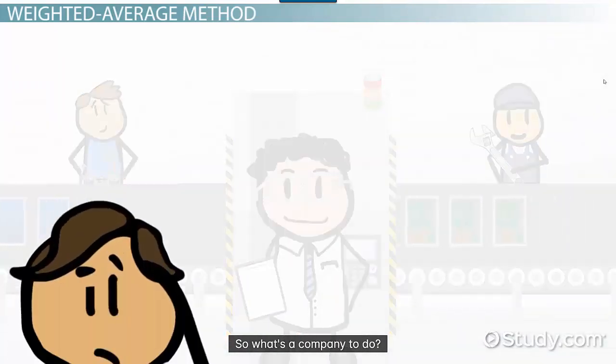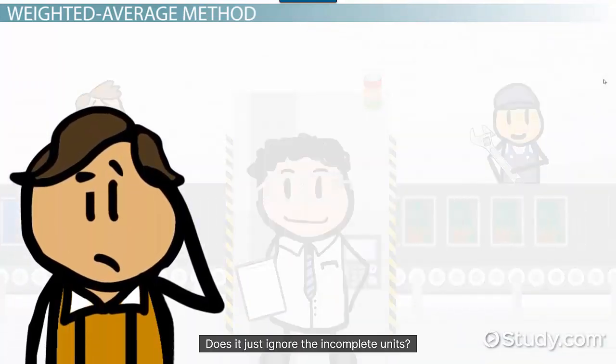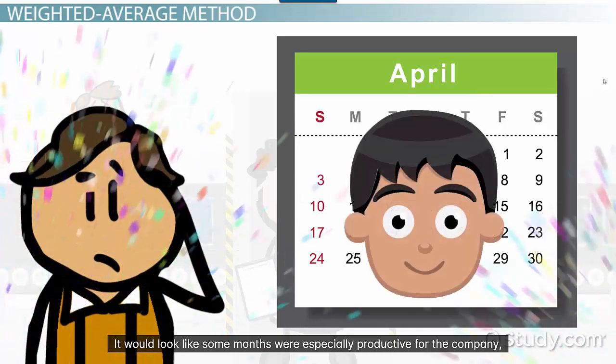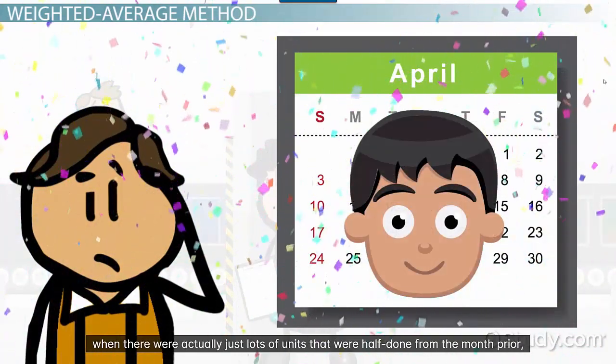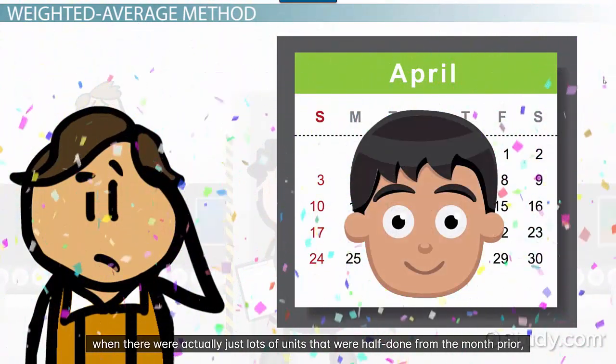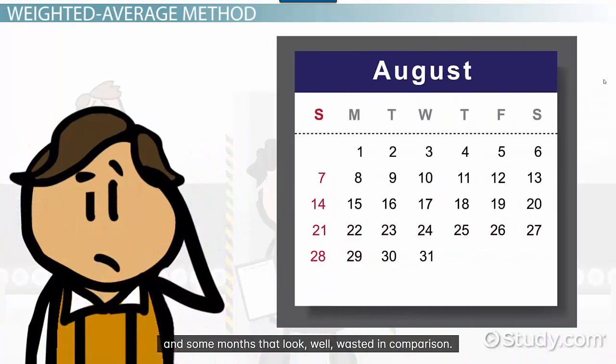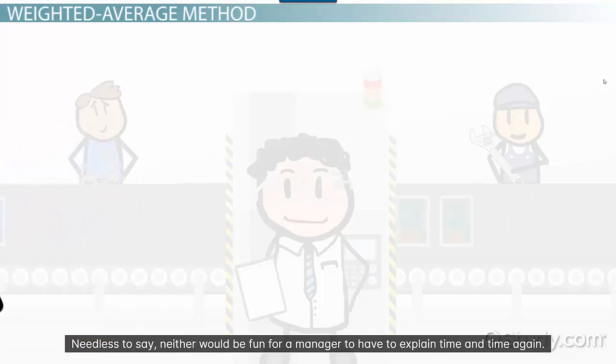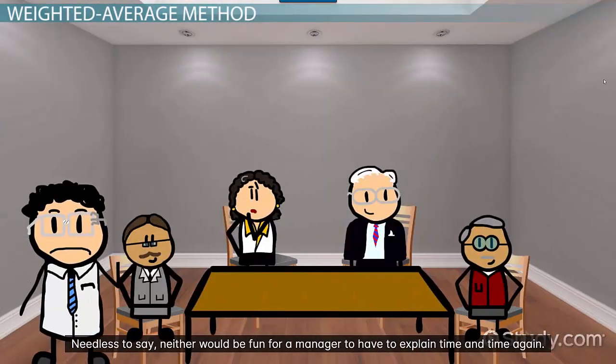So what is a company to do? Does it just ignore the incomplete units? In that case, there would be a problem. It would look like some months were especially productive for the company when there were actually just lots of units that were half done from the month prior, and some months that look, well, wasted in comparison. Needless to say, neither would be fun for a manager to have to explain time and time again.